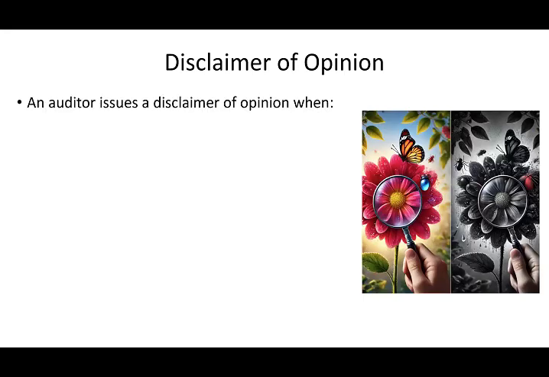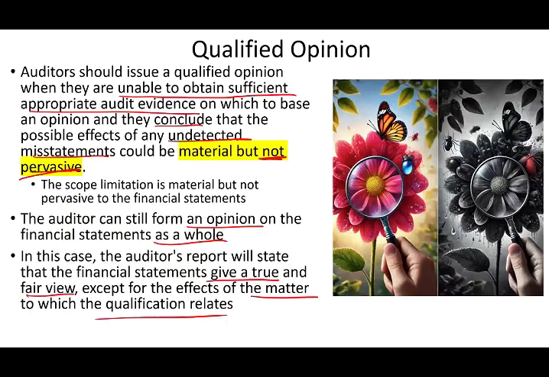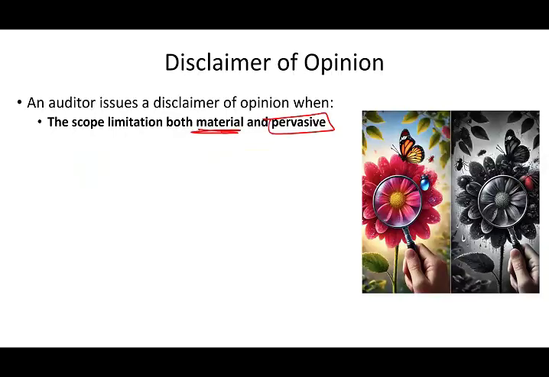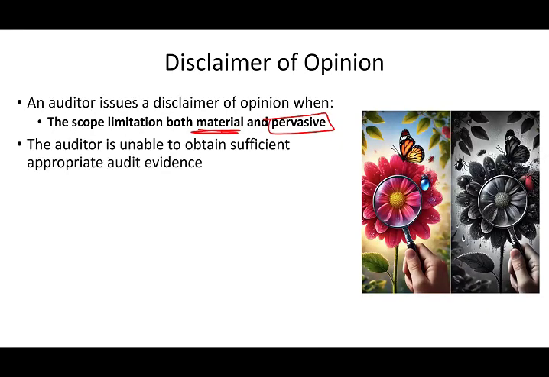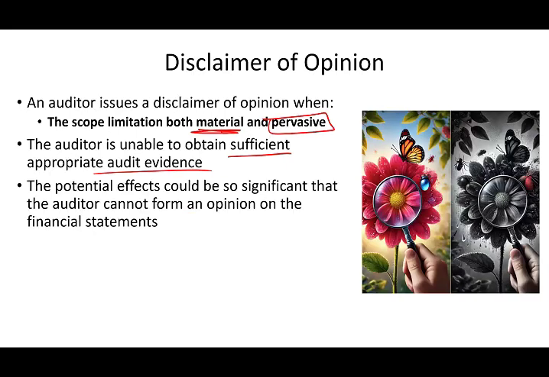Disclaimer of an opinion. When do we issue this? You guessed it. The scope limitation is both material and pervasive. Qualified was only material but not pervasive. Pervasive means widespread, all over the financial statements. It's affecting other issues. The auditor here is unable to obtain sufficient appropriate evidence, period. And if you can't do that, you cannot issue an opinion. The potential effect could be so significant that the auditor cannot form an opinion on the financial statement.